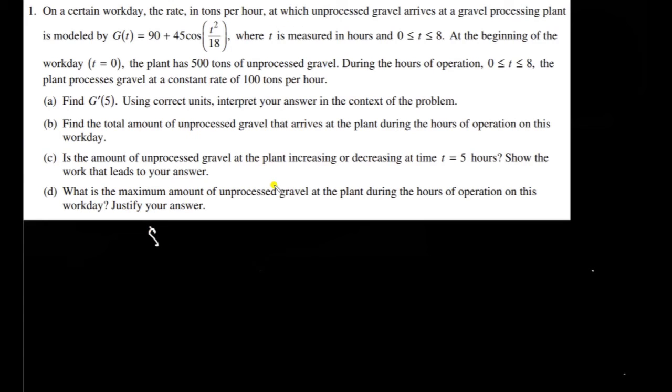On a certain workday, the rate at which unprocessed gravel enters the processing plant is modeled by g of t. T is in hours. At the beginning of the day, there's 500 tons. During the hours of operation, t is between 0 and 8. The plant processes gravel at a rate of 100 tons per hour. Part A, find g prime of 5.